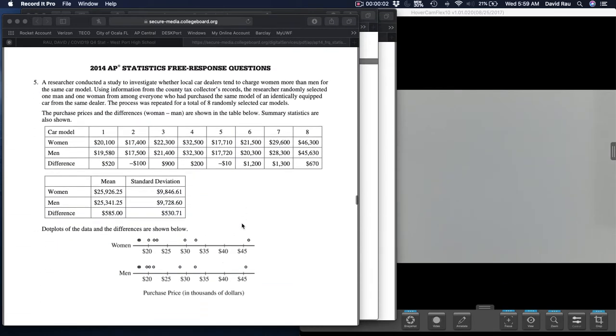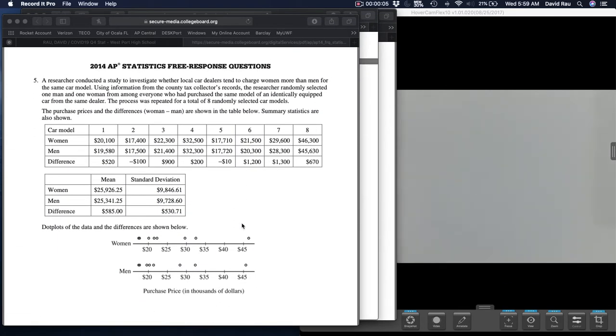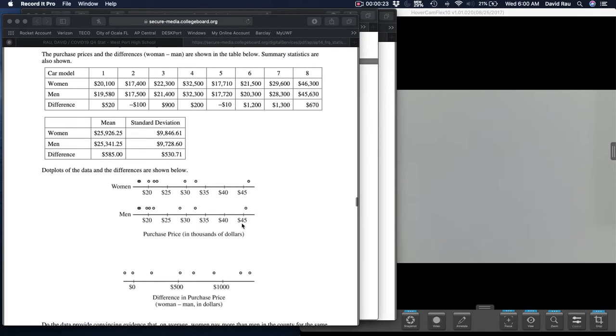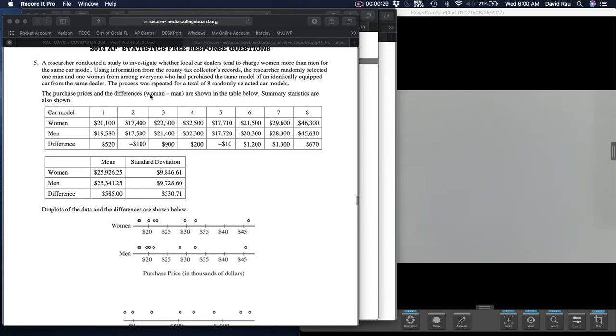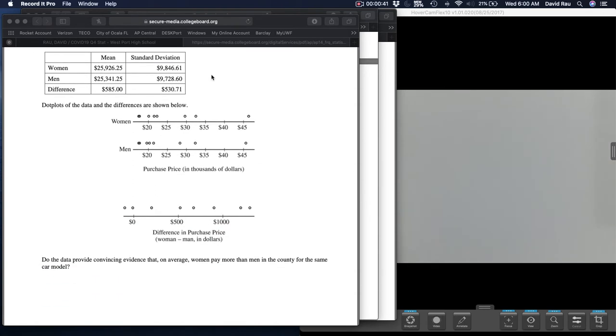Last but not least, it's time for question 5, and we have some crazy charts going here. So we've got a big chart about certain car models, men and women, and the difference in price between the two, and the fact that women paid possibly more than they charged men. Okay, does the data provide convincing evidence that on average women pay more than men?